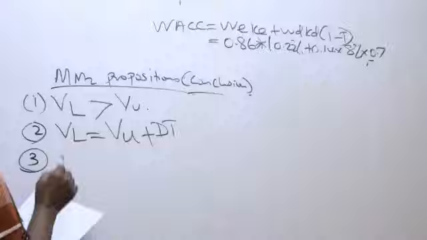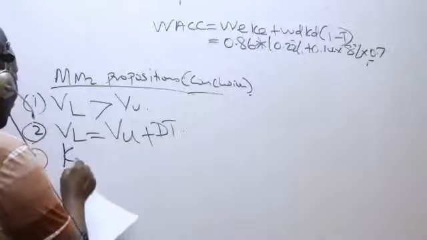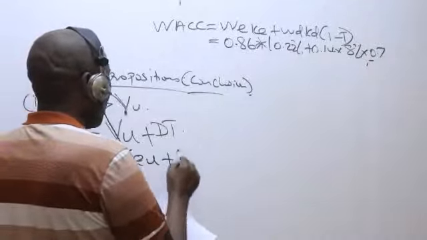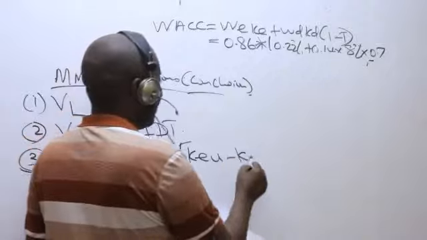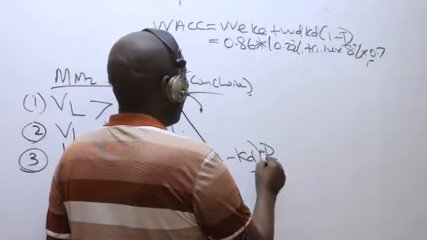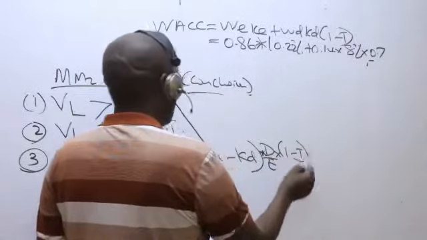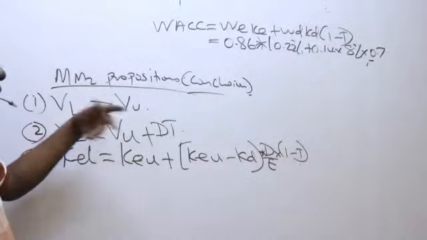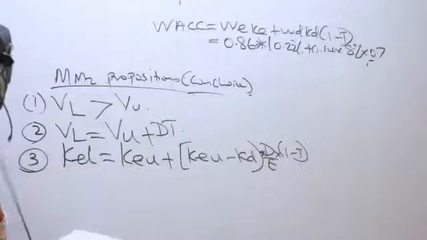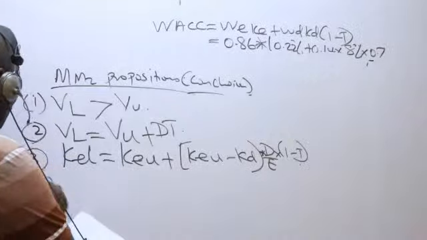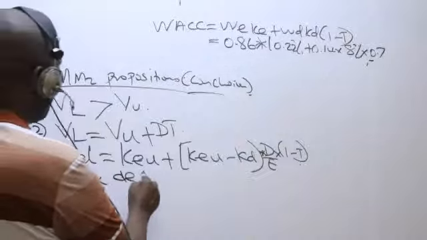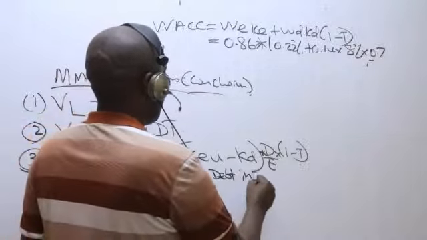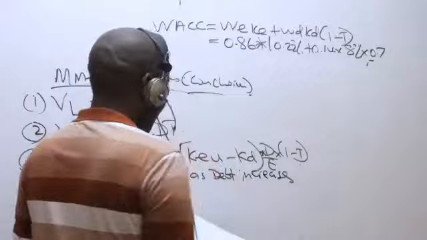Then number three, another very important formula: KL is equal to Q plus Q minus KD into D over E times 1 minus T. This is a very important conclusion, that the cost of equity of a levered firm will keep on increasing, and this is the formula. And then lastly, number four, WACC decreases as debt increases.